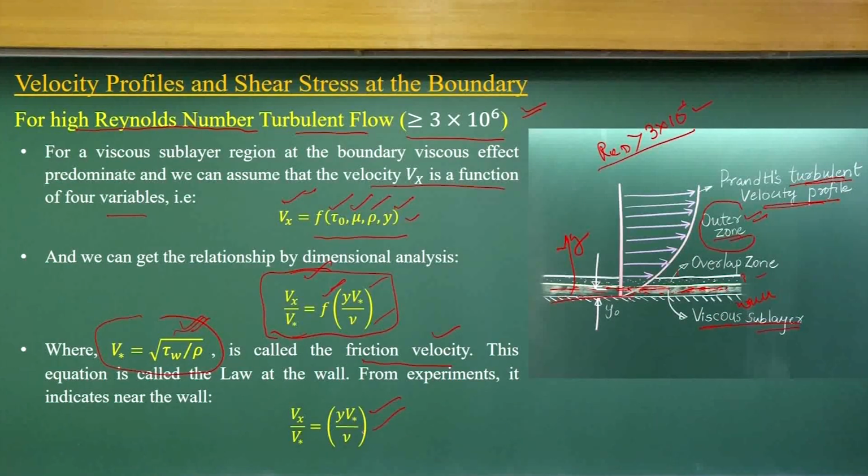So, we can find out the Vx by V star this way in the region which is near to the wall. Okay. This is the region near to the wall, which is very simple: Vx by V star, where V star represents this friction velocity, is simply y times V star divided by the kinematic viscosity.